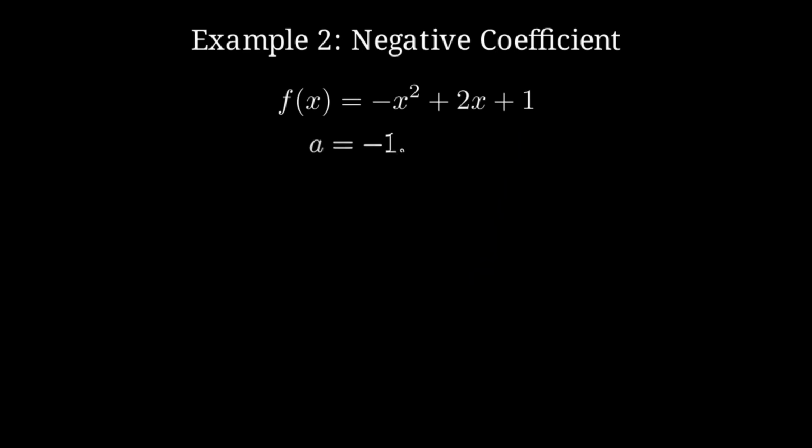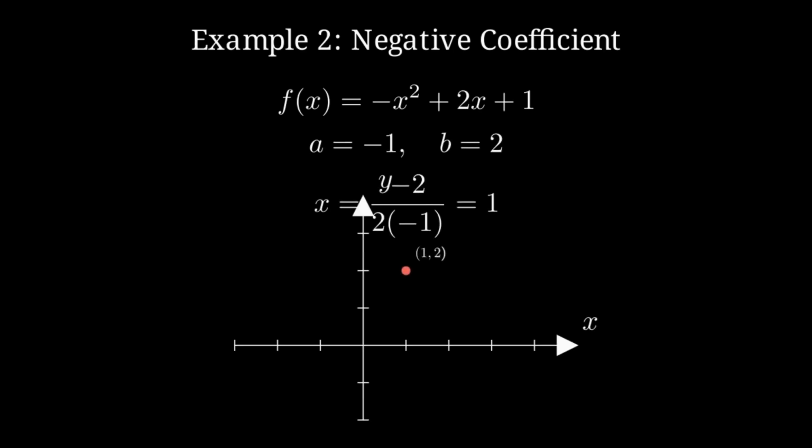Let's try one where the parabola opens downward. For the function negative x squared plus 2x plus 1, the axis of symmetry is at x equals 1. Notice how the negative a value will flip our shape.